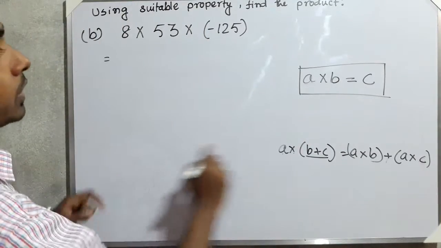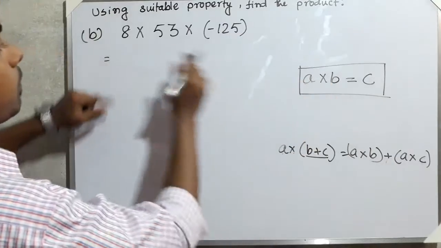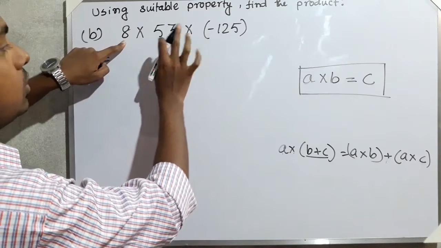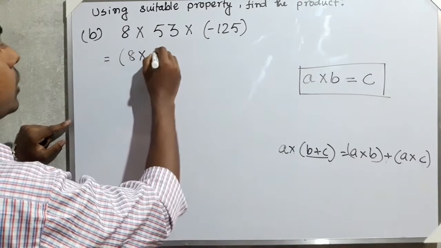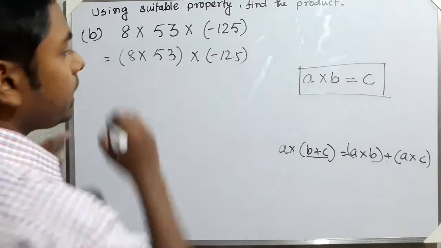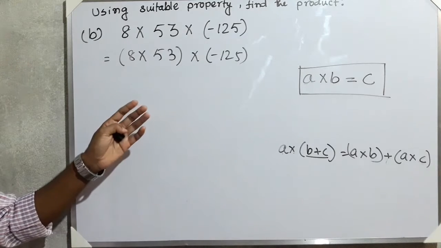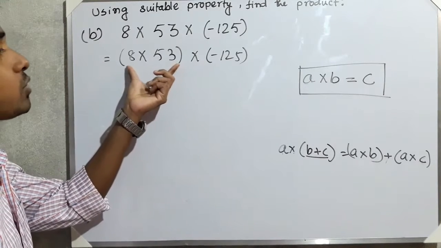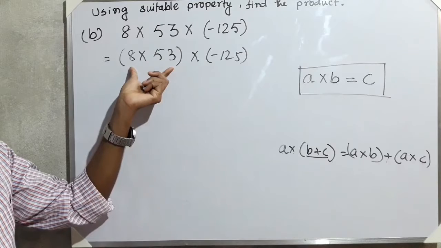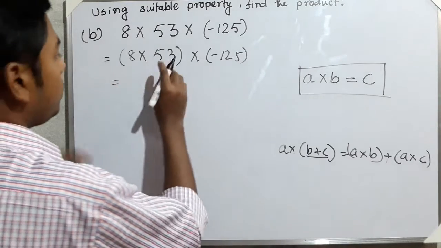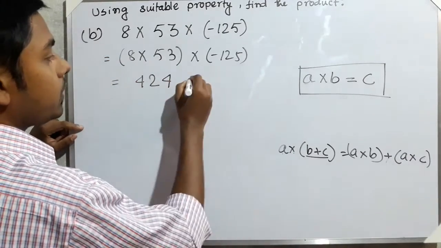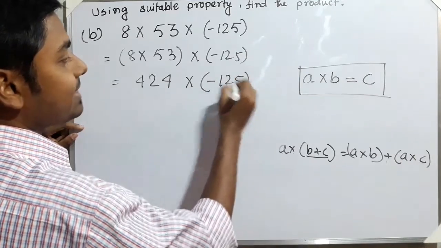Now you have to use this closure property. First of all, we will use the closure property on the first two integers. So first we write these two numbers within a bracket, and we have to multiply these two integers. That means we use the closure property for these two integers. Then 8 into 53, 424 into minus 125 as it is.